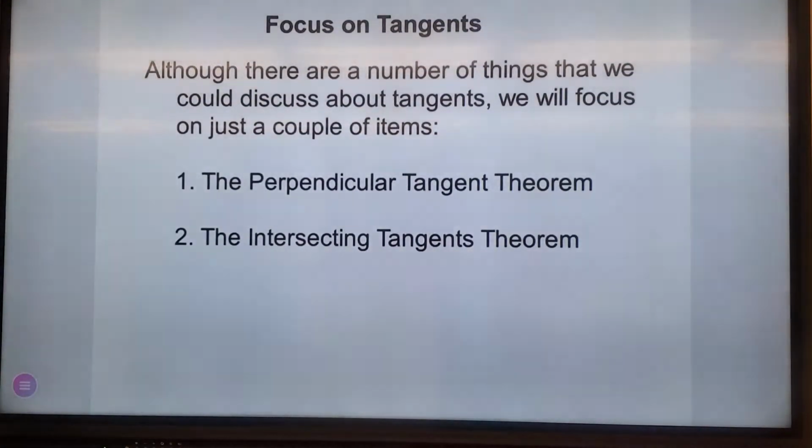Okay, moving on to the content here. We do have 11 pages of notes to go through. We're going to cover several things. Obviously, this is not a complete overview of circles. However, it does touch on some of the key components. Okay, so here the focus is on tangents. Although there are a number of things that we can focus on, again, we're going to focus on just these two items. The first thing is the perpendicular tangent theorem, and the second thing is the intersecting tangents theorem.